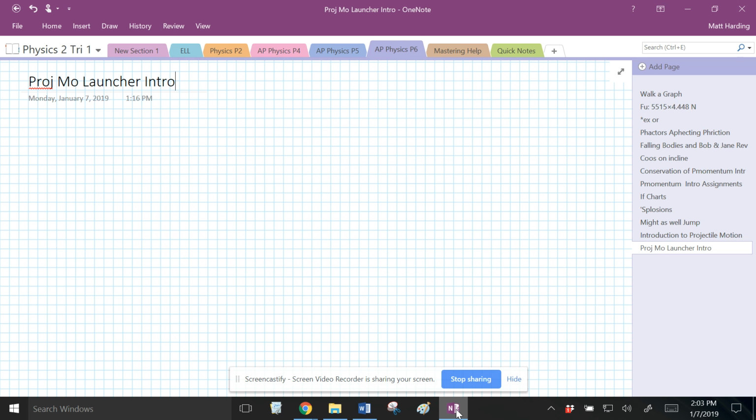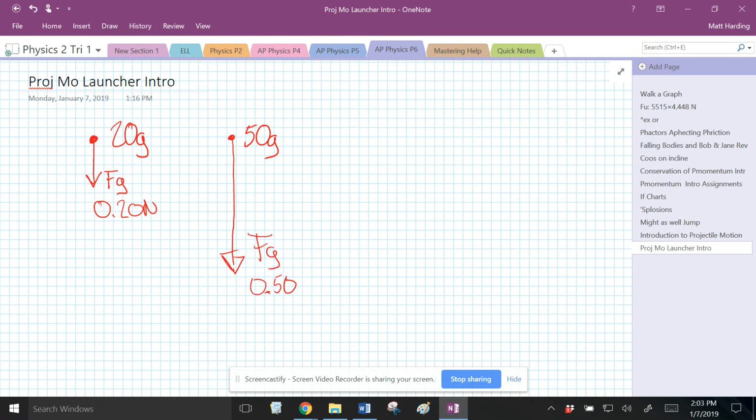All right, so if we were to draw free body diagrams for those two coins, you've got the 20-gram coin, you've got the 50-gram coin. This is going to experience an FG of somewhere around 0.20 newtons, but this is going to have a bigger force. This is going to have an FG somewhere in the ballpark of 0.50 newtons. It's got more force. Why are we getting the same acceleration?